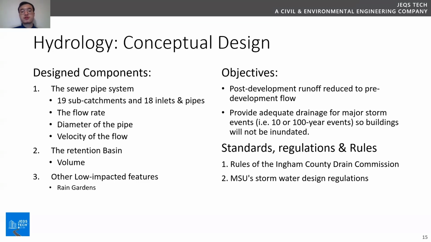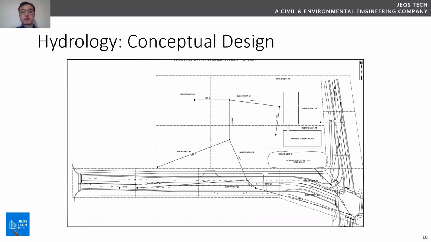For the standards, regulations and rules for design, all the designs have to follow the rules of the Ingham County Drain Commission and the MSU Stormwater Design Regulations. So this is our conceptual design. We made this design in AutoCAD, and as you can see, we designed 19 subcatchments, 18 pipes and 18 inlets. The location of the retention pond is in front of the new academic building, as it shows on the screen, and this is the east side of our design map.